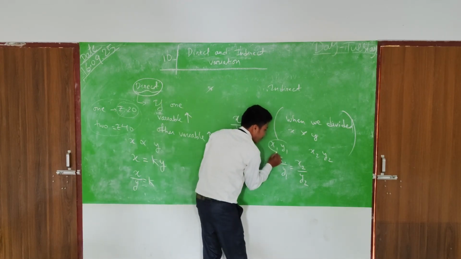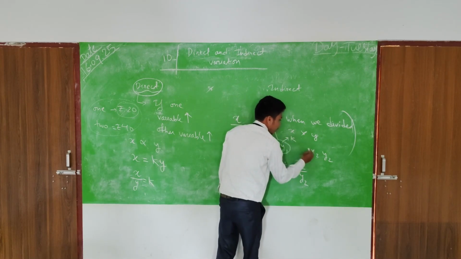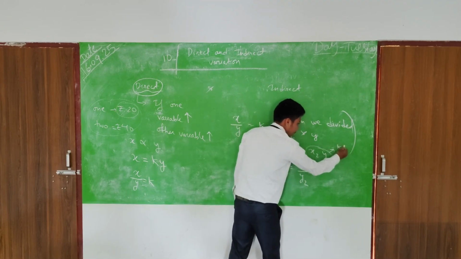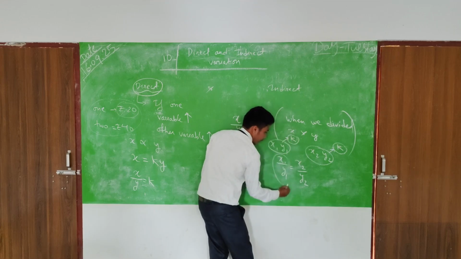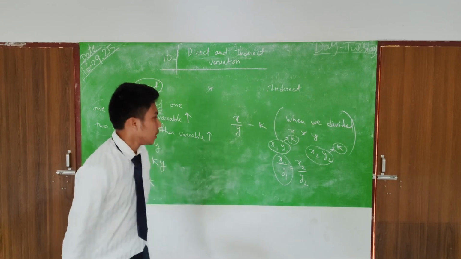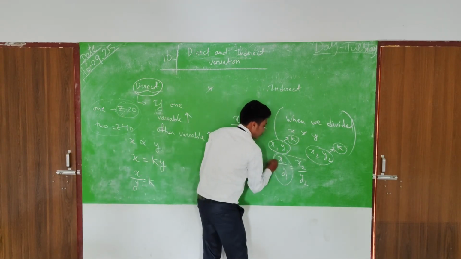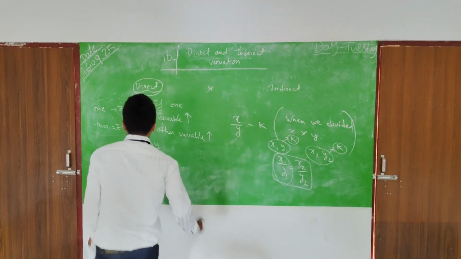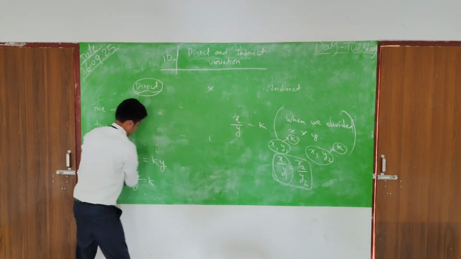When we divide x1 and y1, I will get k. When I divide x2 and y2, here also I get k. These two are the same. That's why I can write x1 by y1 equals x2 by y2. This is the formula that we have to remember. So quickly we will see what happened here.